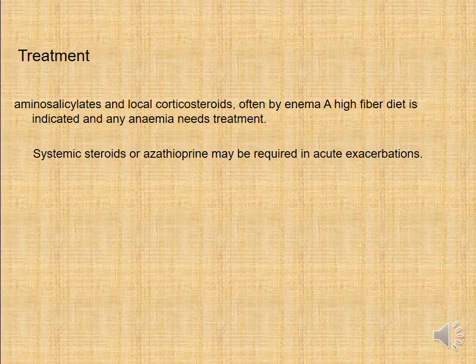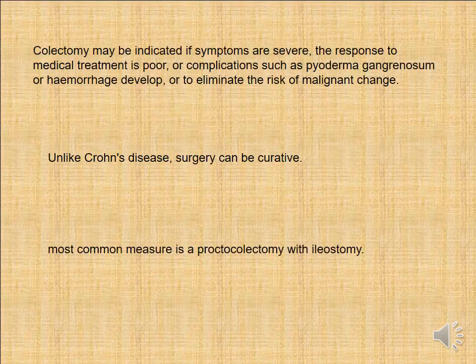How we treat ulcerative colitis, we start with medication. We use aminosalicylate and local corticosteroids, often by enema. A high fiber diet is indicated, and anemia needs treatment. The systemic steroid or azathioprine may be required in acute exacerbation cases. The colectomy may be indicated if symptoms are severe and the response to medical treatment is poor, or complications such as pyoderma gangrenosum or hemorrhage develop, or to eliminate the risk of malignant change.